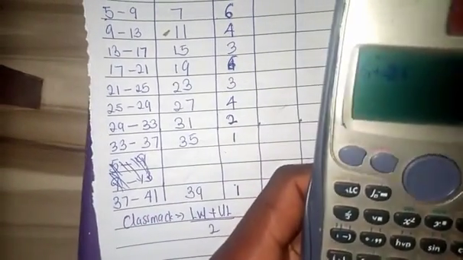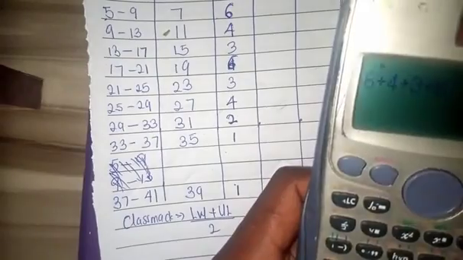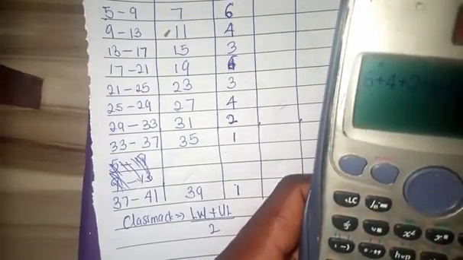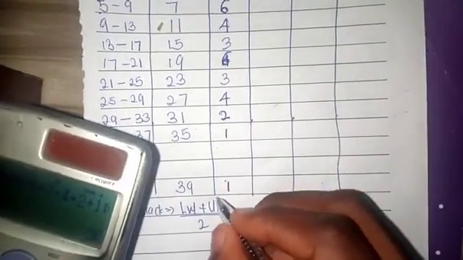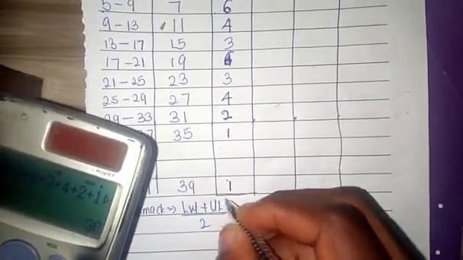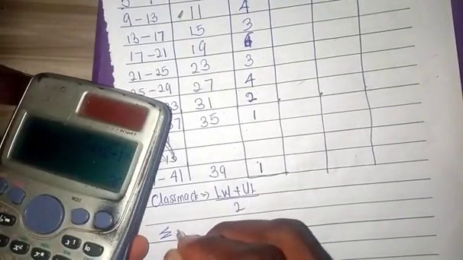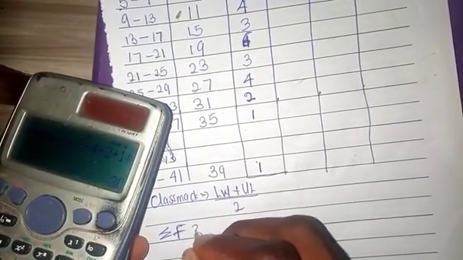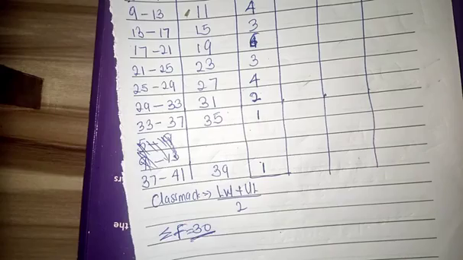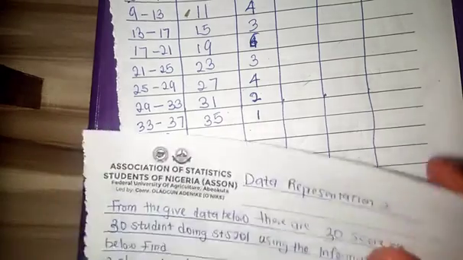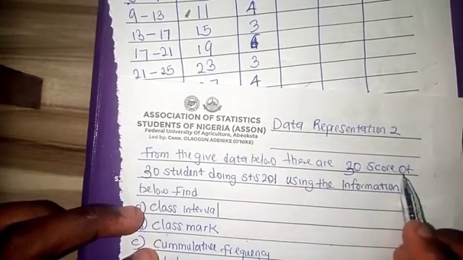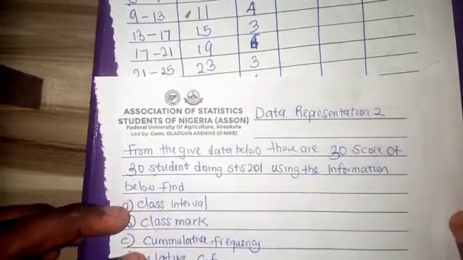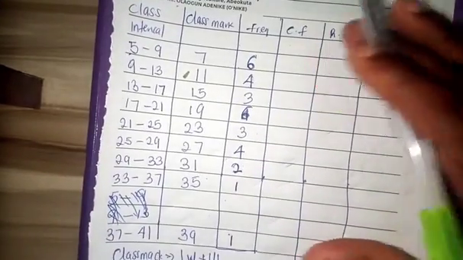So now let's check if we are correct or not. 6 plus 4 plus 3 plus 6 plus 3 plus 4 plus 2 plus 1 plus 1. We have 30. The summation of all the frequencies must be 30. Why? Because if you check the question we are given, they said from the given data below, there are 30 scores, 30 students. That means the total of the frequencies must be 30.